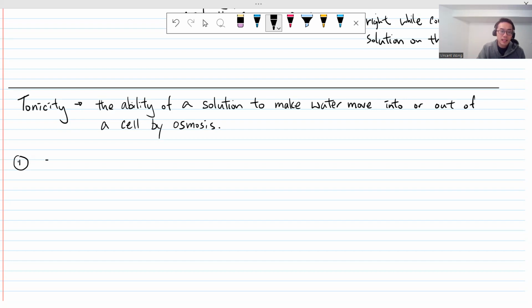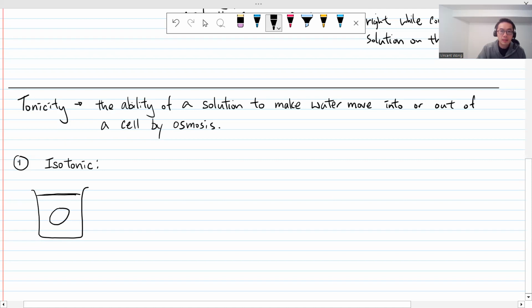First case is called isotonic. So let's draw it. We have a cell here. I'm just going to use an animal cell as an example. And then we're going to have some solute. In this case, the concentration on the outside and inside are the same.